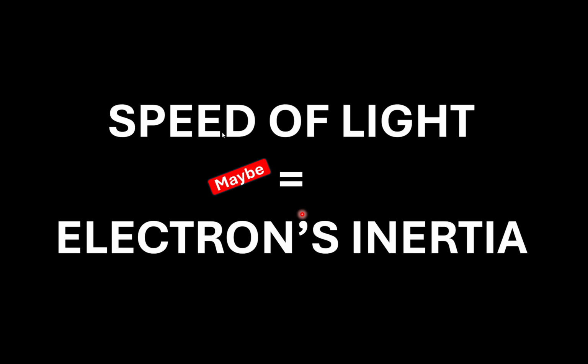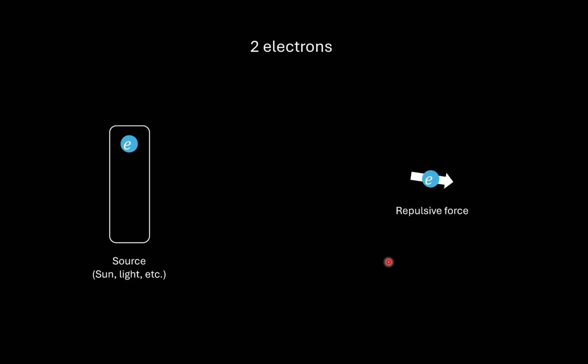Is the speed of light equal to electrons' inertia? We will study this hypothesis in this video. Let us take two electrons, a free electron and one bound to an atom, represented by the white box.